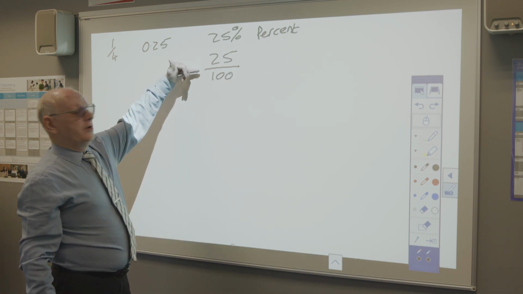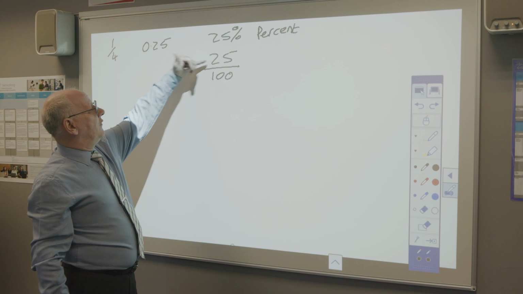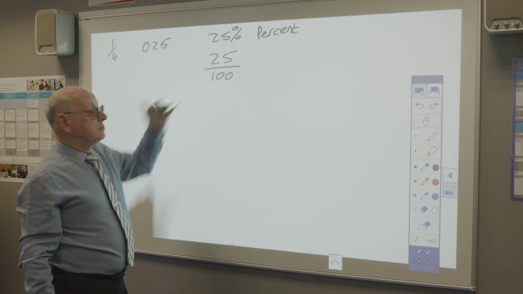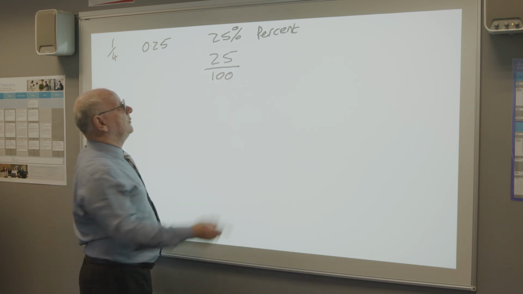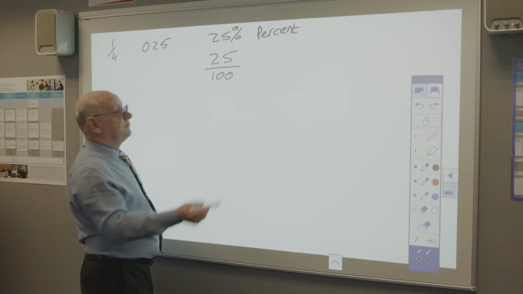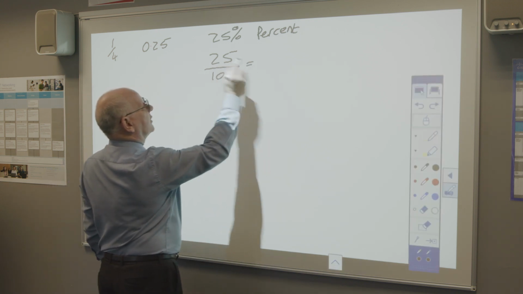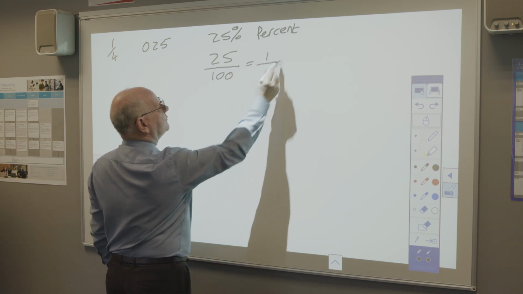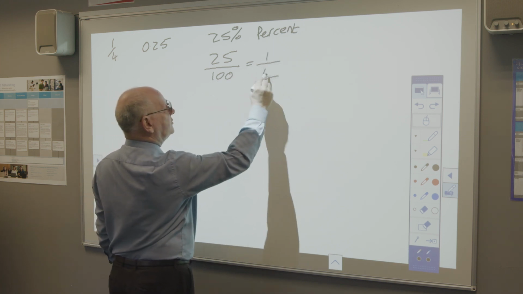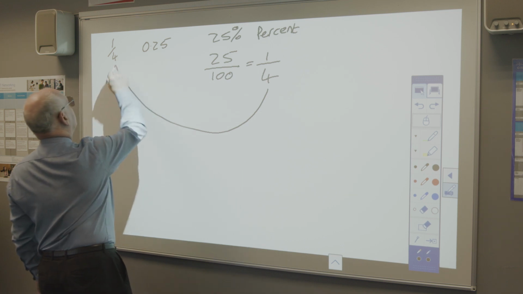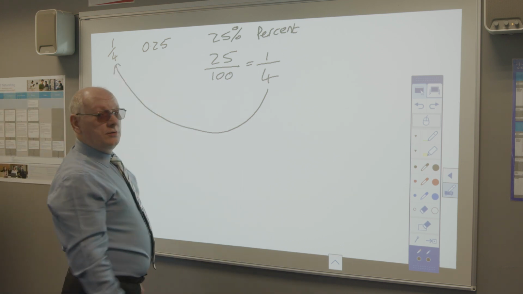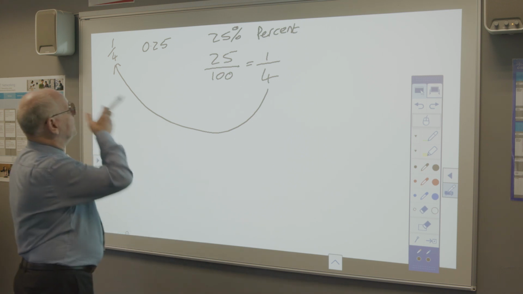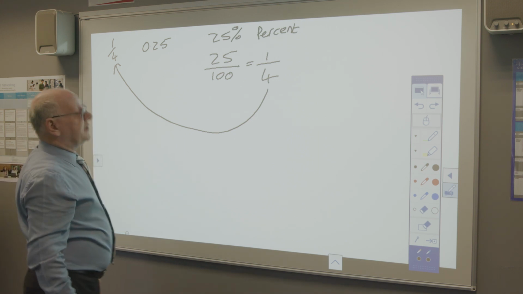25, think of this line as 'out of', 25 out of 100. And you can cancel that down to its simplest form by using 25. 25 will go into 25 once and into 100 4 times, and you're back where you started, at a quarter. That's all you do, that's it. Piece of cake.